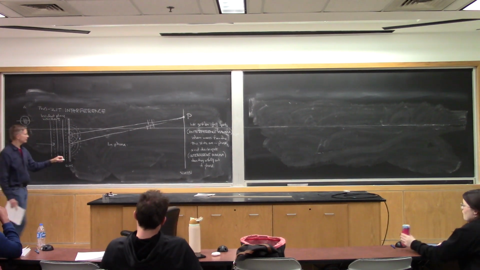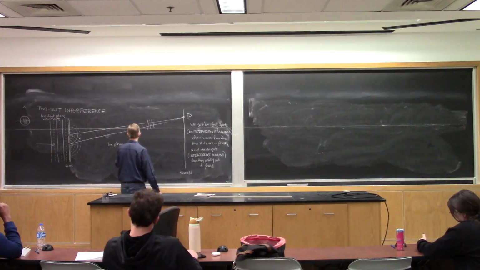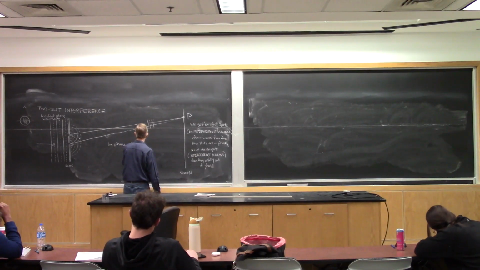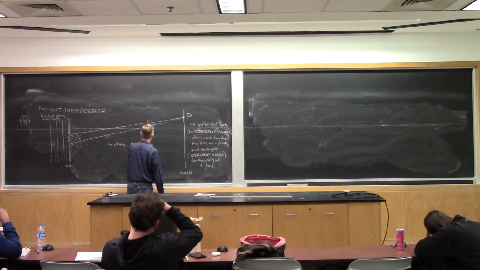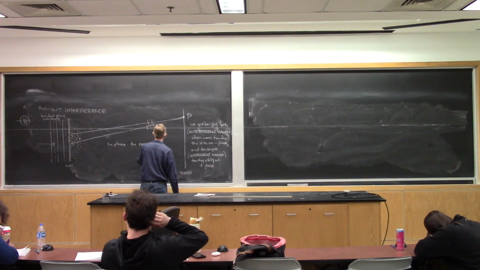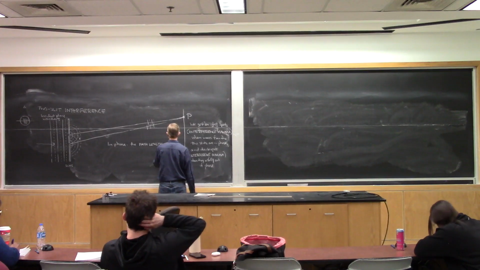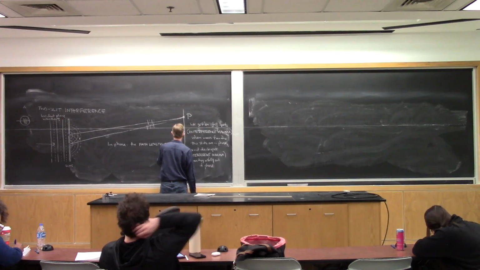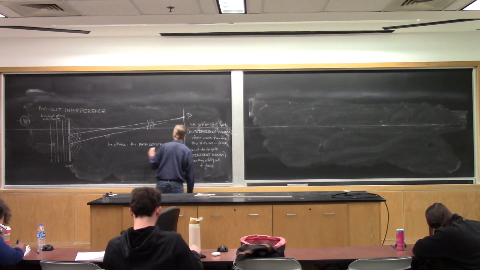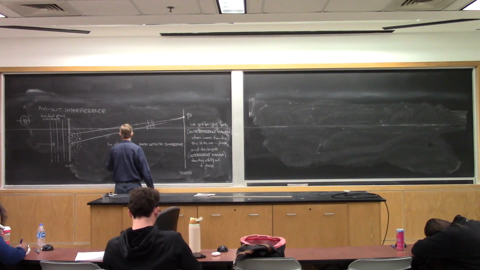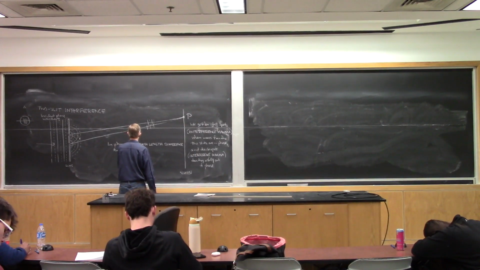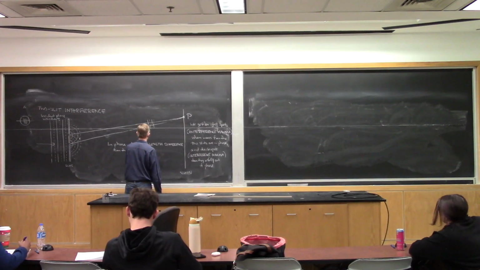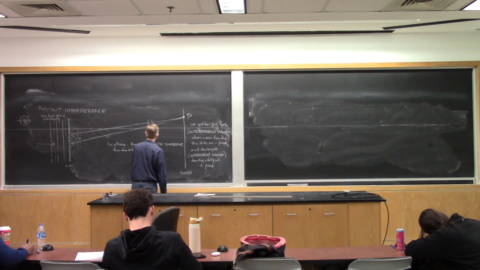So, in phase, the path length difference, the difference in distance from each slit to P, is an integer number of wavelengths.